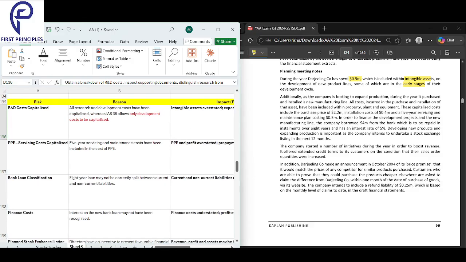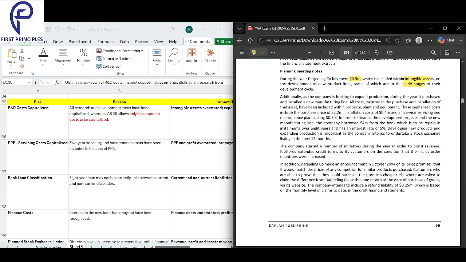Okay. Additionally, as the company is looking to expand, during the year it purchased and installed a new manufacturing line. Costs incurred in the purchase and installation of the asset have been included within property. These capitalized costs include the purchase price, installation cost, and a 5-year servicing and maintenance plan. So see, the servicing and maintenance plan should not be capitalized. That should not have been added.